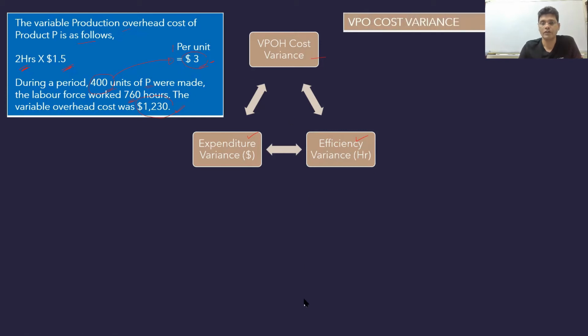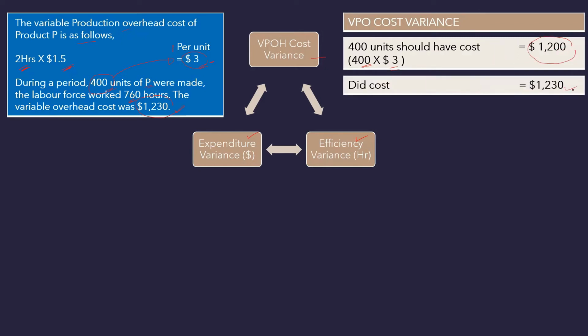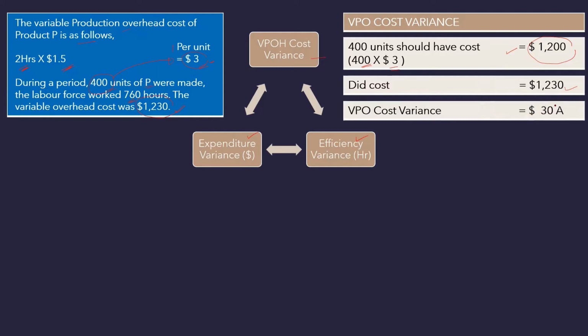How do you calculate that? Variable production overhead cost variance. So basically, on 400 units, you should have incurred 400 times 3, which is 1,200. But it cost 1,230. Okay, more than the budget, more than the planned cost. So therefore, there's an adverse variance of $30 on the variable production overhead cost. This is a total variance. This total variance consists of expenditure and efficiency.